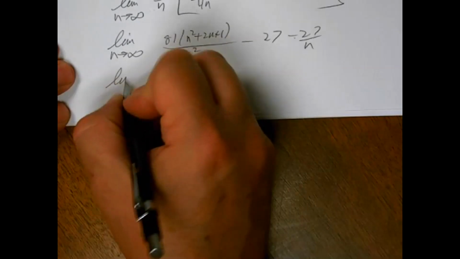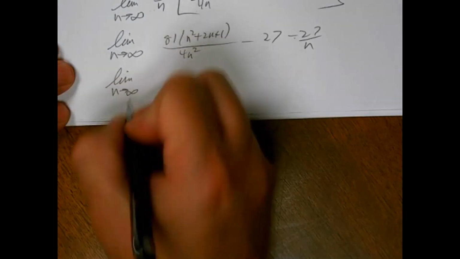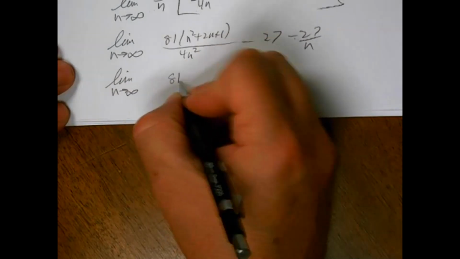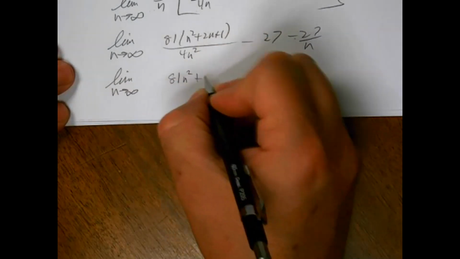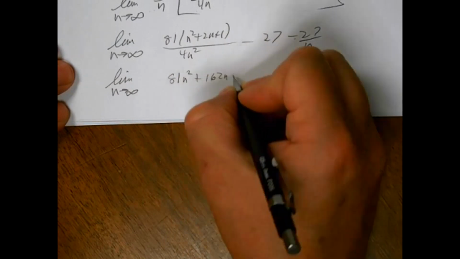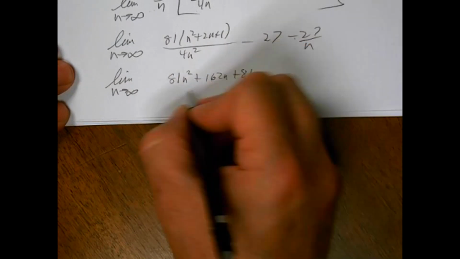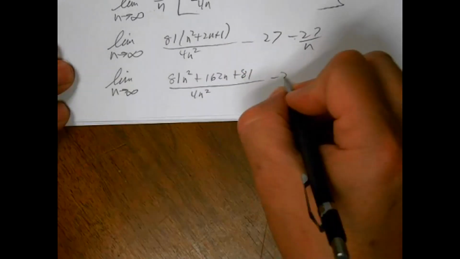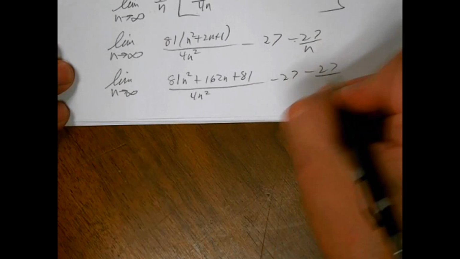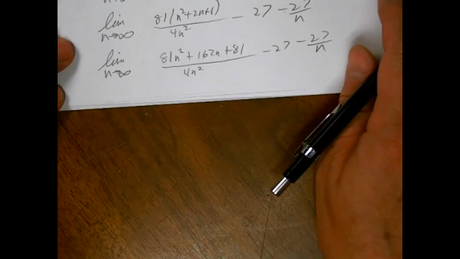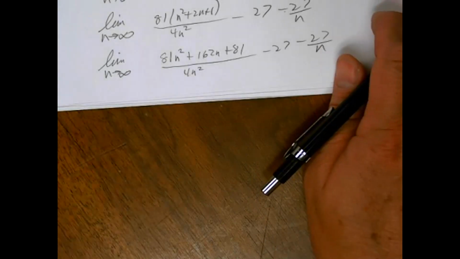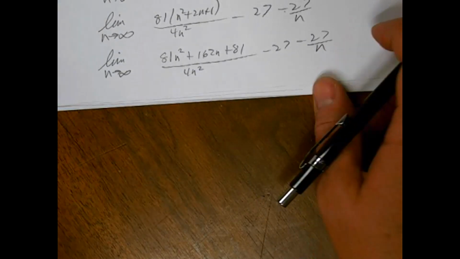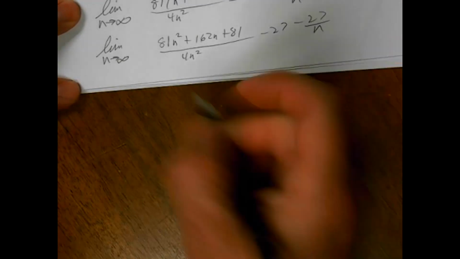This is the limit as n approaches infinity. All right, multiplying here, I get an 81n squared plus 162n plus 81 all over 4n squared, minus a 27, minus 27 over n. All right, now, finally, at this point, after all that, I can take the limit as n approaches infinity.